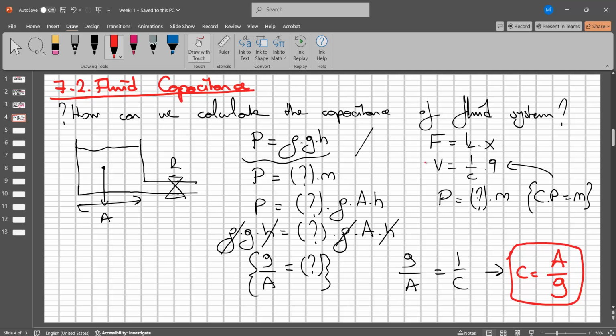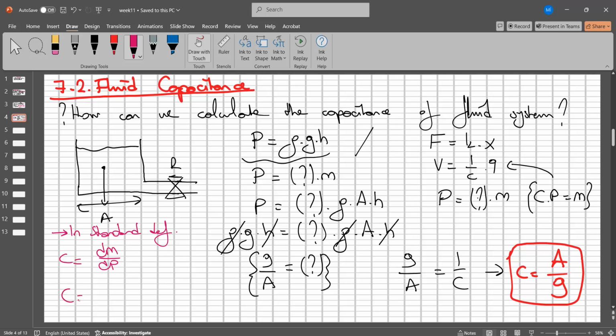That's it. And so, if this is the case, we can write this value in the standard definition, the book definition. In the standard definition, C equals dm dp, which can be read as: for a given pressure, how much mass can be stored? Capacitance means that for a given pressure, how much mass can be stored in this system. This is the hydraulic one.